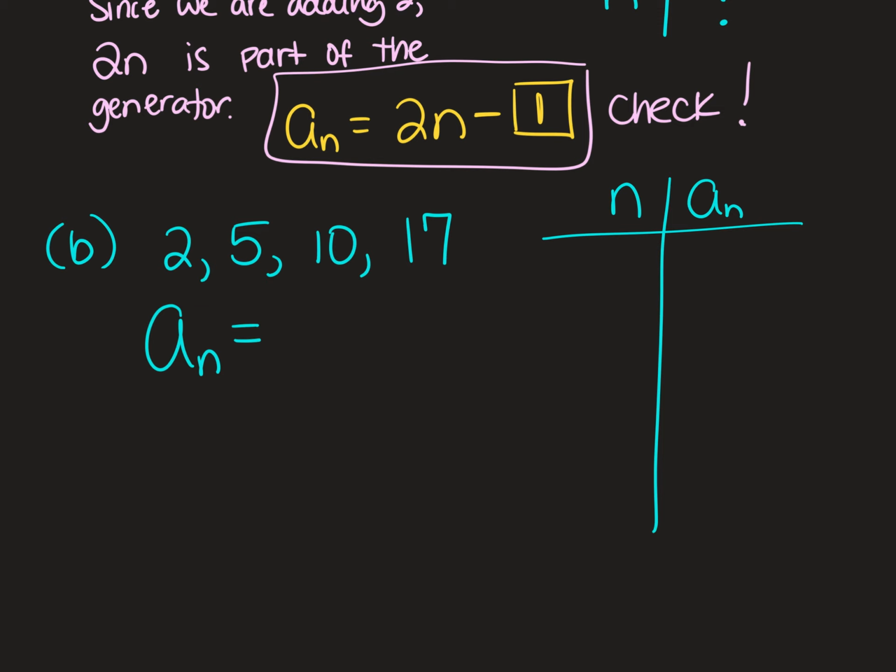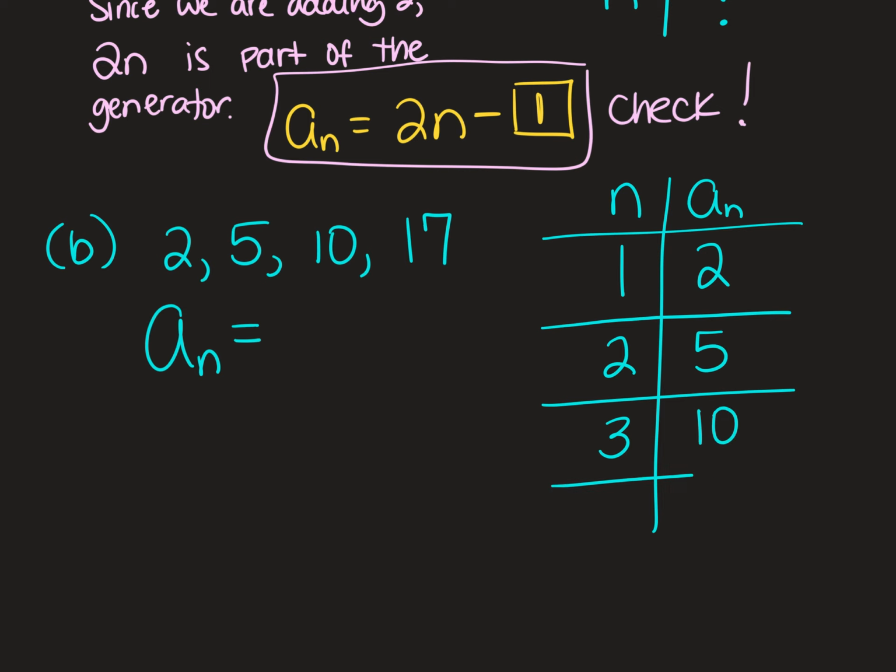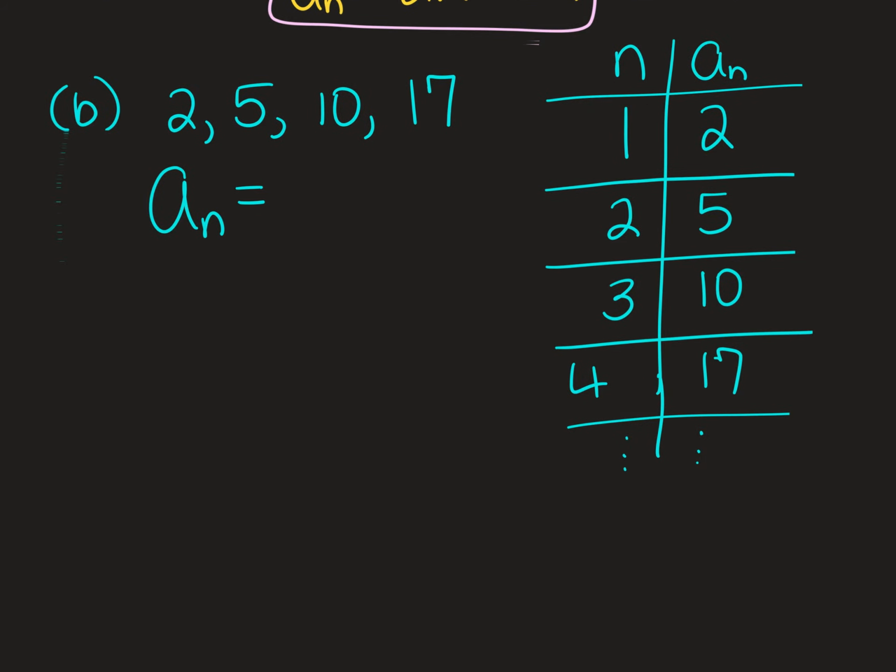So we know that unless we're told otherwise, we're going to start with n equals 1. So when my input is 1, I get an output of 2. When my input is 2, I get the second term, which is 5. And I'm just going to continue to put this in table format. And then we know after whatever we're given, it continues on because it's infinite unless we're told otherwise. We got to figure out what the nth term gives us as far as a generator goes.